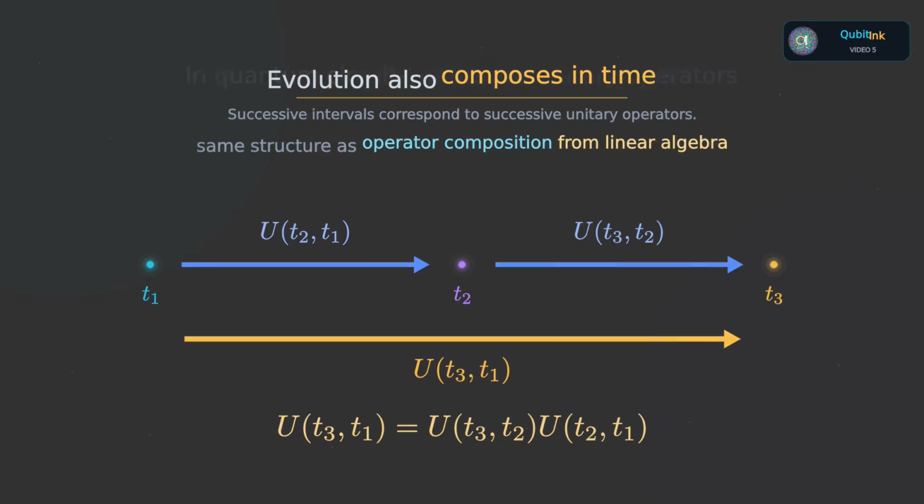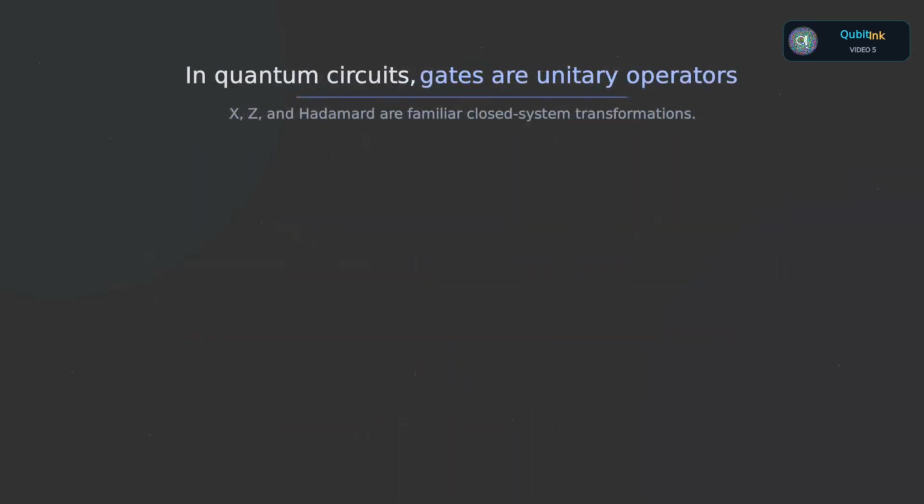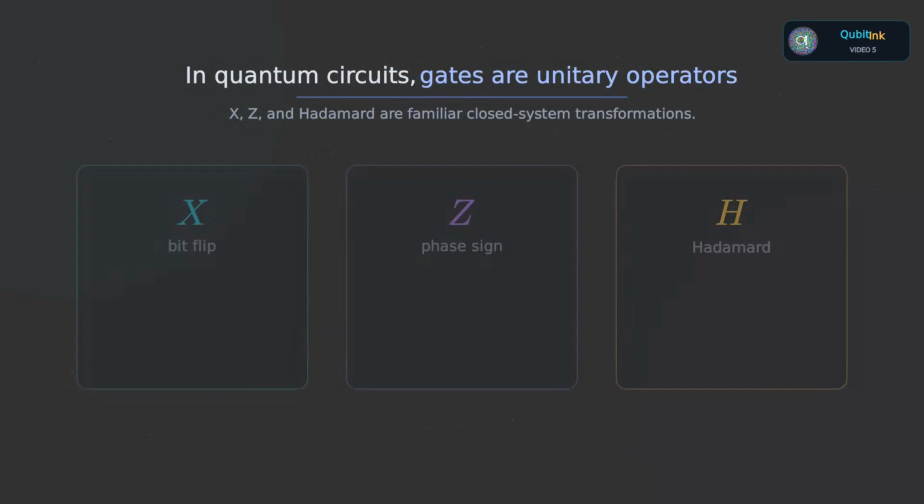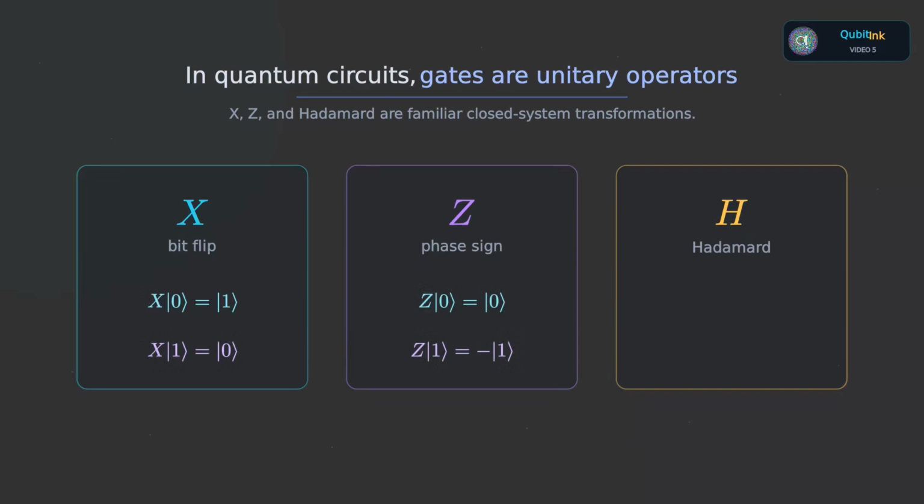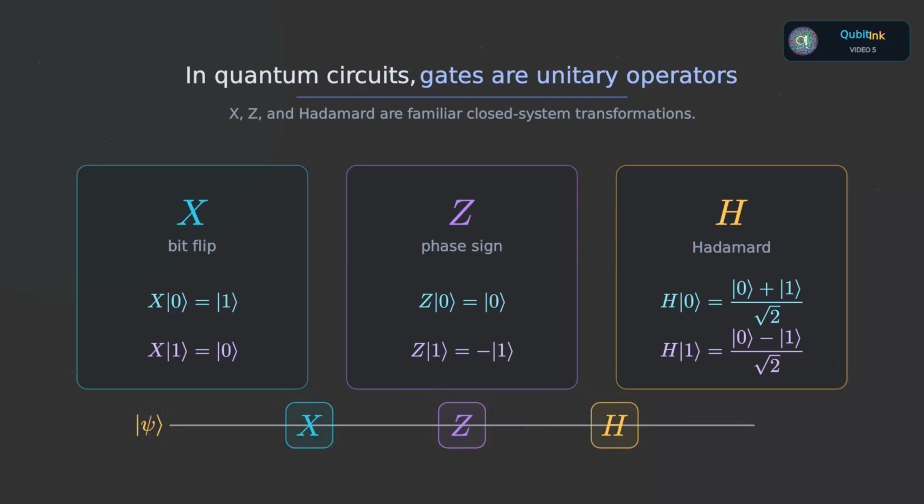In quantum computing, this picture is extremely familiar. Quantum gates such as X, Z, and the Hadamard gate are unitary operators. The X gate exchanges the two computational basis states. The Z gate leaves the zero state unchanged and changes the sign of the one state. The Hadamard gate mixes the two basis directions and creates the familiar equal superpositions. So when we draw a quantum circuit and place gates along a wire, we are really specifying a sequence of unitary transformations acting on the state.